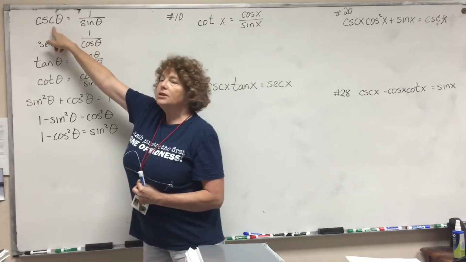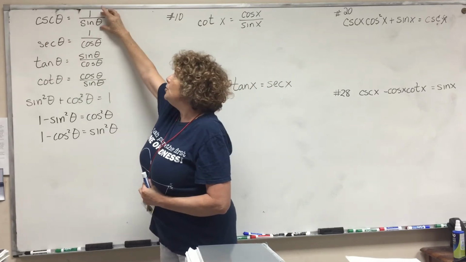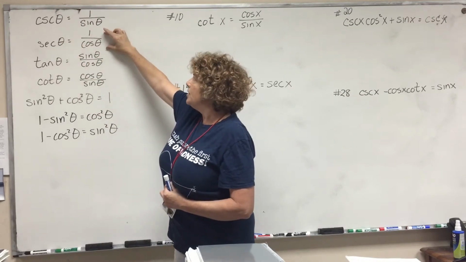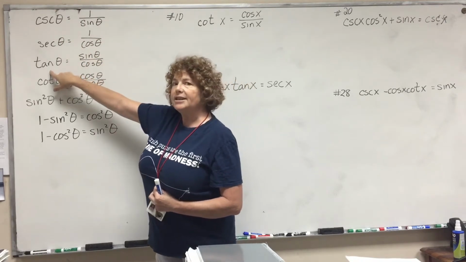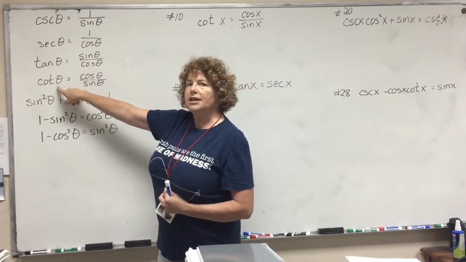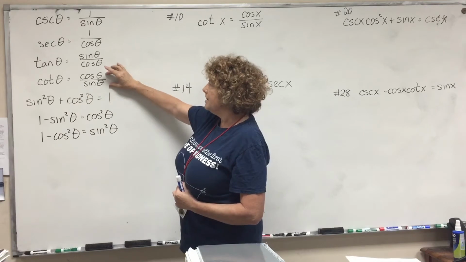So if it says cosecant, you would change it to 1 over the sine. If it says the secant, you would change it to 1 over the cosine. If it says tangent, you would change it to the sine over the cosine. If it says cotangent, you would change it to cosine over the sine.